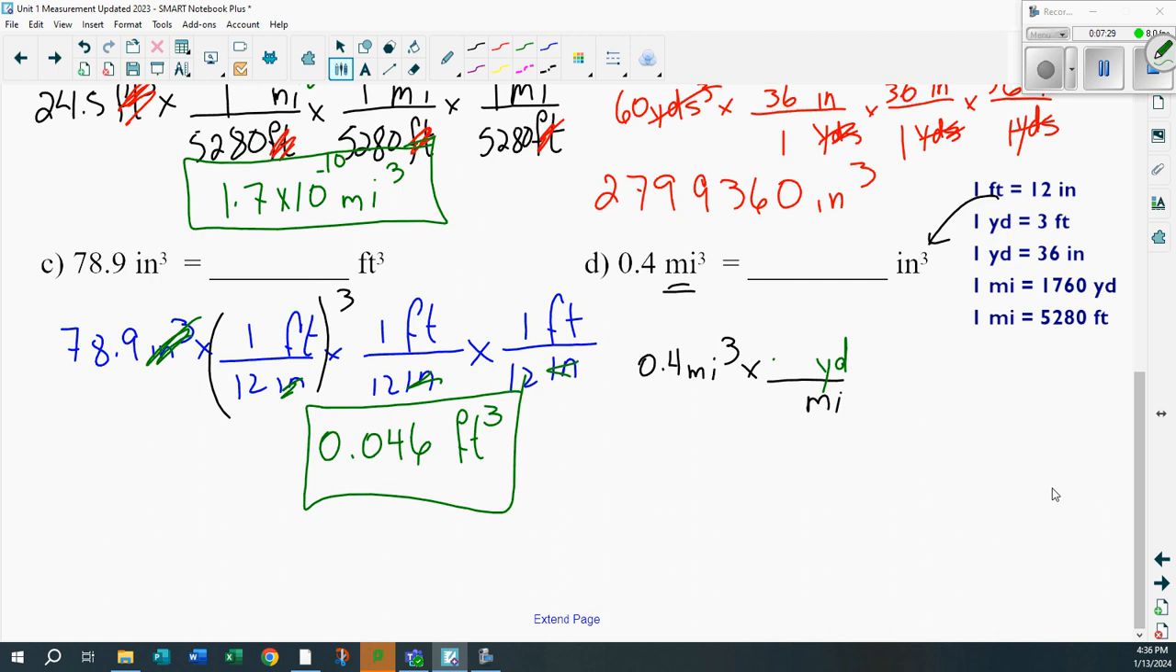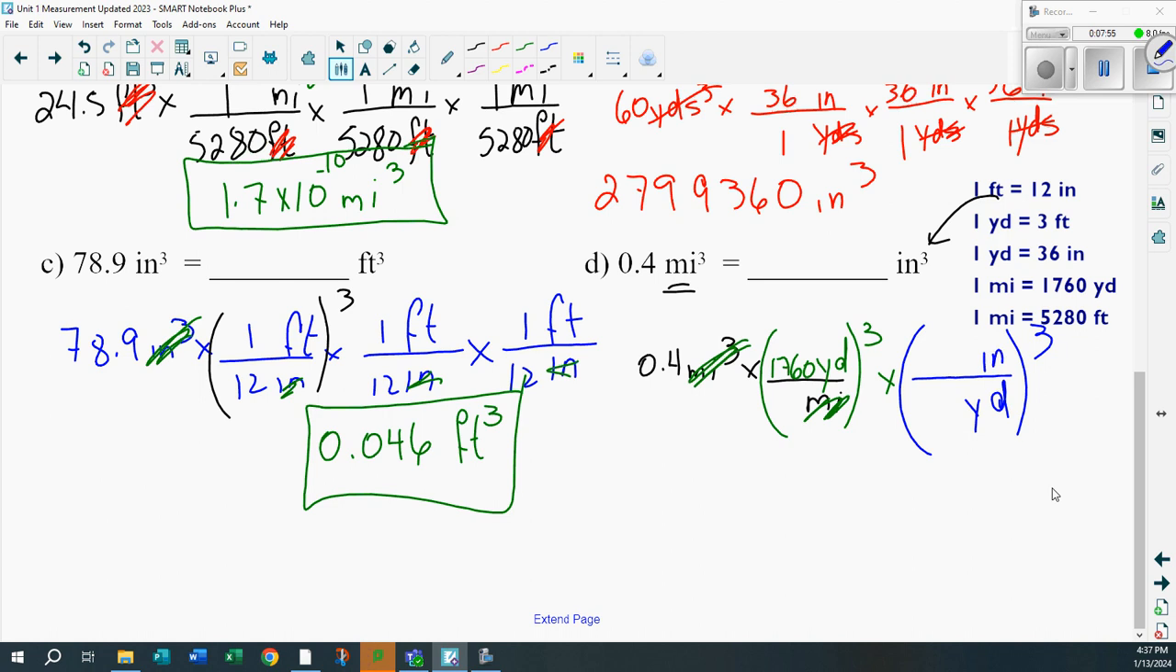So that's 1760. Now check this out. We have to cube this, right? And then finally, we're going to convert this to inches cubed. So look what happens. Your cubic miles are gone. You're now in cubic yards. So if you're in cubic yards, guess what? You're going to have to get rid of yards cubed. Holy smokes.